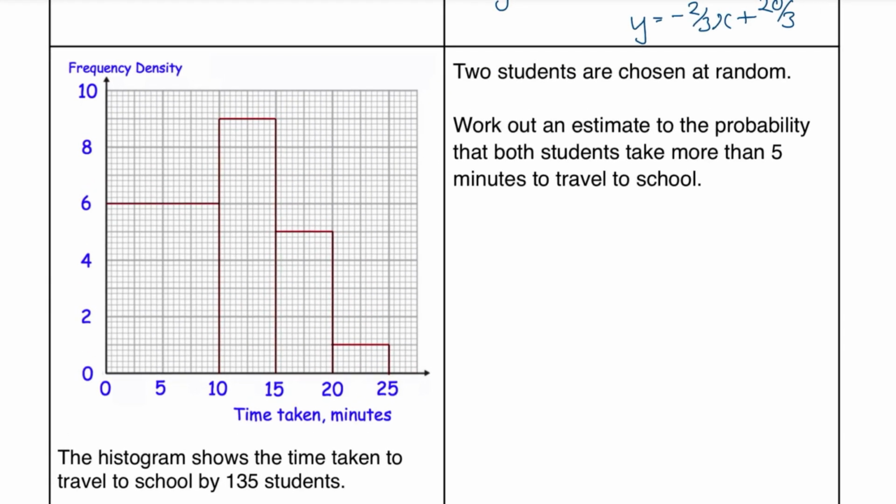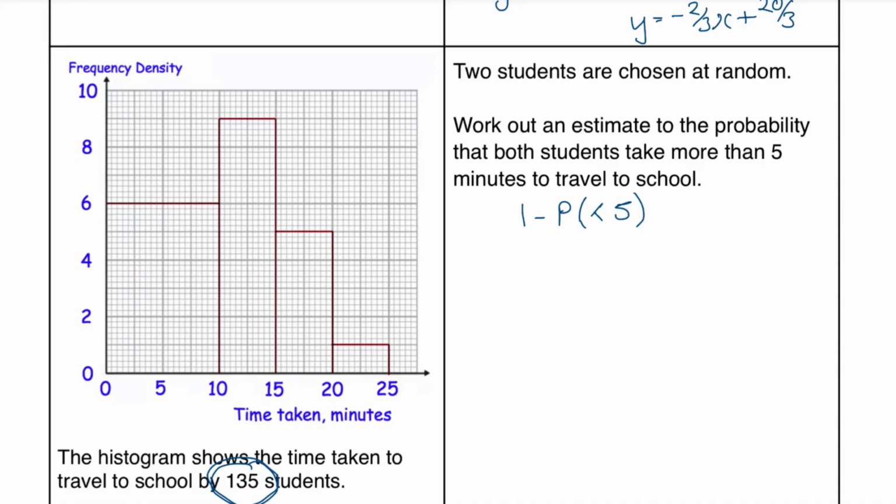Okay, so we have a histogram. It tells me down here the histogram shows the time taken to travel to school by 135 students. Histogram and probability. 2 students are chosen at random. Work out an estimate of the probability that both students take more than 5 minutes. Okay, I'm going to do this the opposite way. So my approach is going to be to do 1 minus the probability of both students being less than 5 minutes, because it seems much easier to work out these students here than it does to work out all the other students added together.